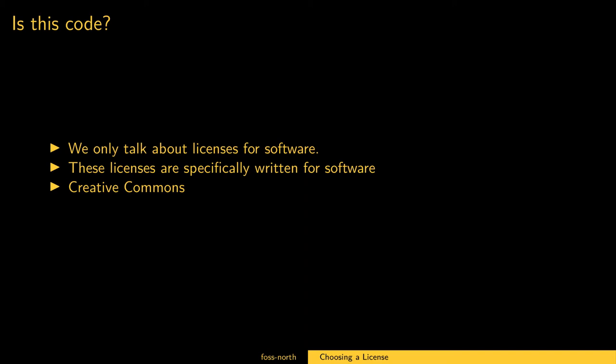So the Creative Commons project is available for things that are general creative works, like art and, I don't know, music probably. Photos. Yeah, and photos as well. So that can be a good place to look if it's not code that you want to license.